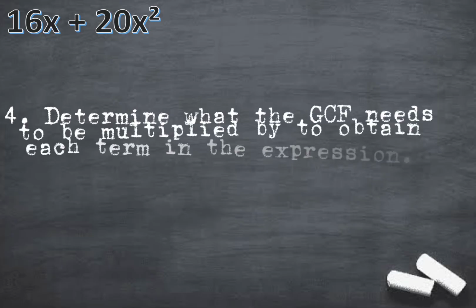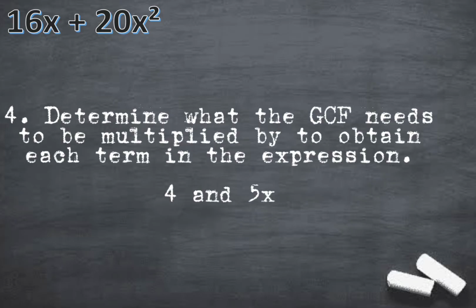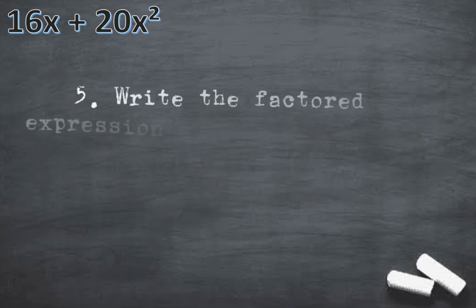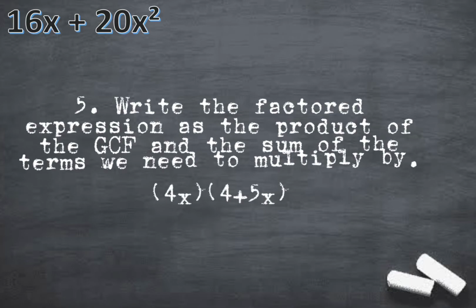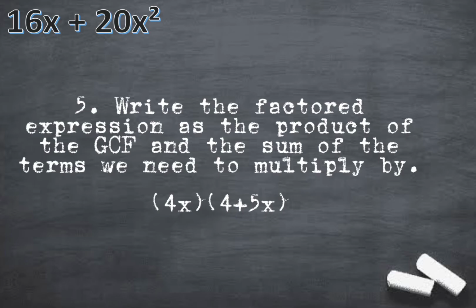Number 4, determine what the GCF needs to be multiplied by to obtain each term in the expression. To get 16x, 4x should be multiplied to 4, and to get 20x squared, 4x should be multiplied to 5x. So we have 4 and 5x. Number 5, write the factored expression as the product of the GCF and the sum of the terms we need to multiply by. So we have 4x as the first factor and 4 plus 5x as the second factor. Hence, we have 4x times 4 plus 5x.